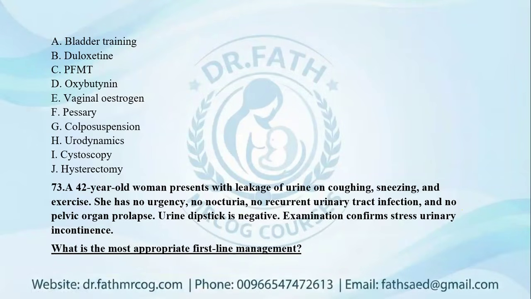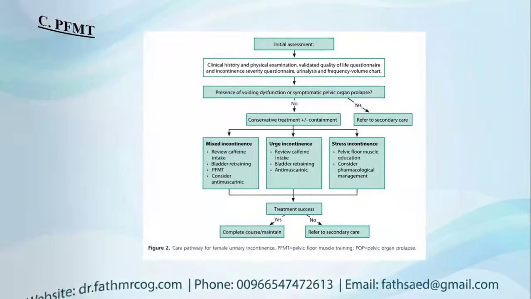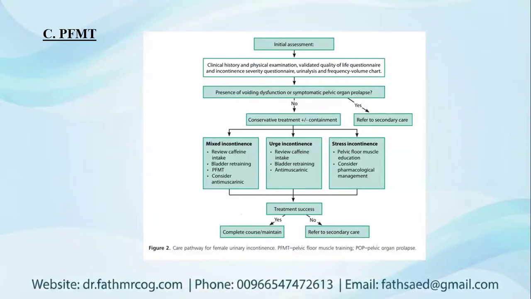A 42-year-old woman presents with leakage of urine on coughing, sneezing, and exercise. She has no urgency, no nocturia, no recurrent UTI, and no pelvic organ prolapse. Urine dipstick is negative. Examination confirms stress urinary incontinence. What is the most appropriate first-line treatment? Pelvic floor muscle training, the first line. After that, for stress incontinence, it will be surgery.